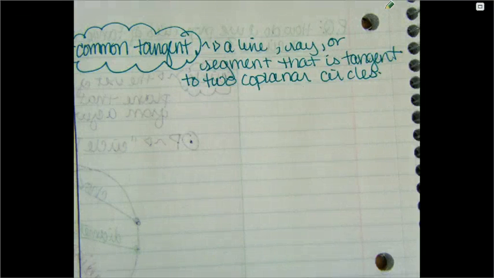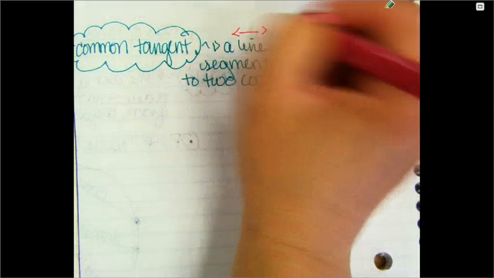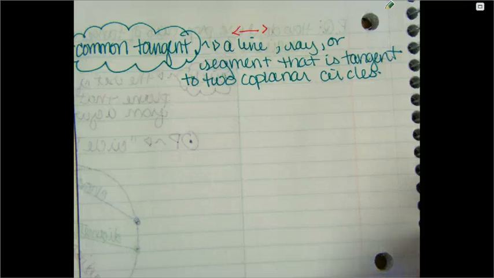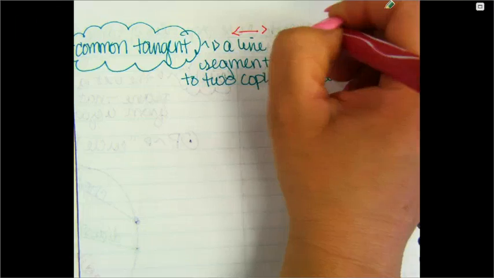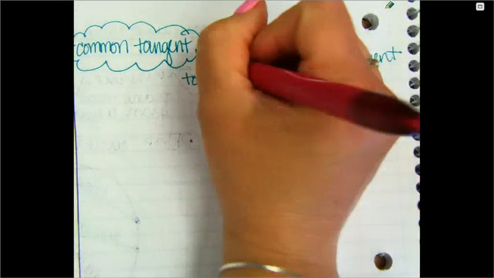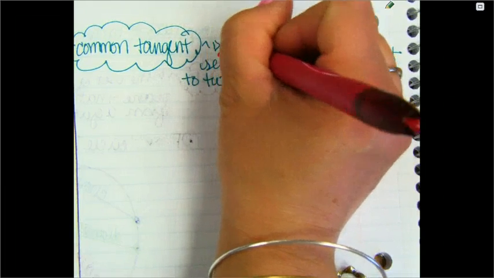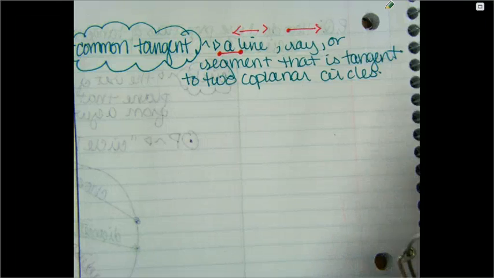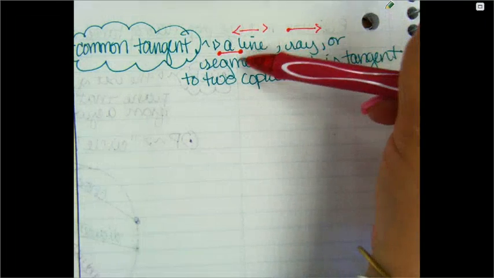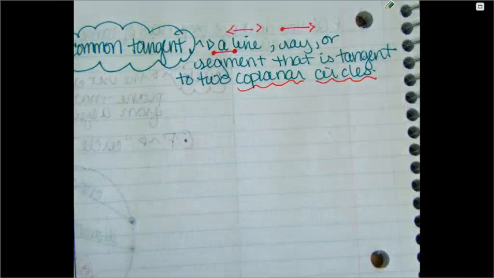First of all, what's a line? What does it have? Two arrows. What's a ray? A segment with what? One arrow. And then what's a segment? Not a segment, endpoint, sorry. A segment is what? Two endpoints. So a line, a ray, or a segment that is tangent to two coplanar circles. Underline the word coplanar, we're going to define it.